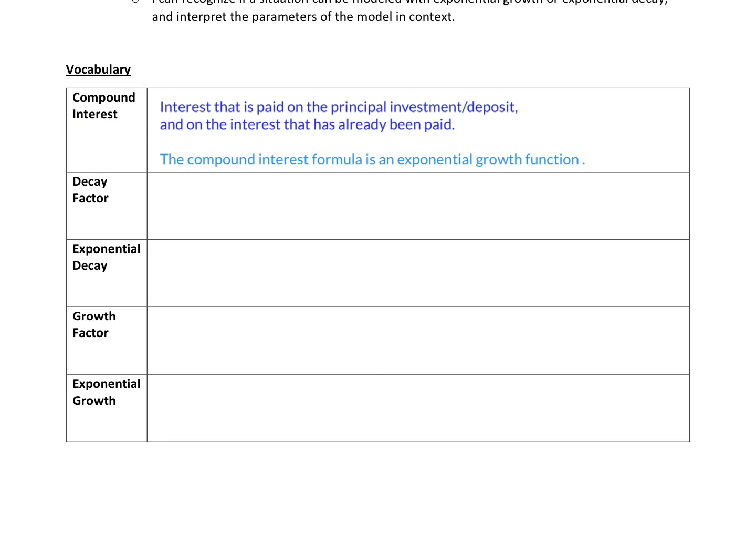Decay factor, I'm going to write this one in. That is 1 minus the decay rate. Which we use an R to represent the decay rate, and that's going to be 1 minus R.